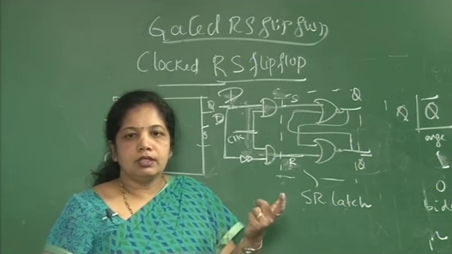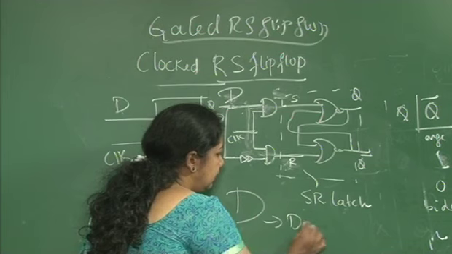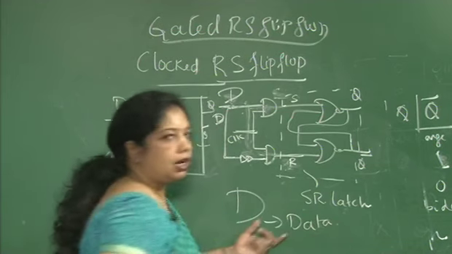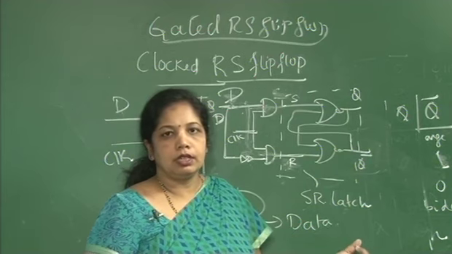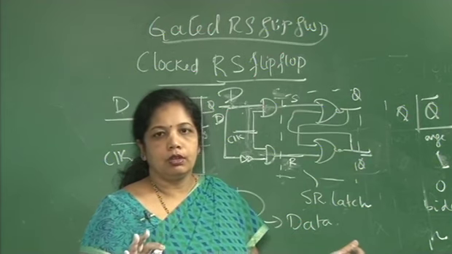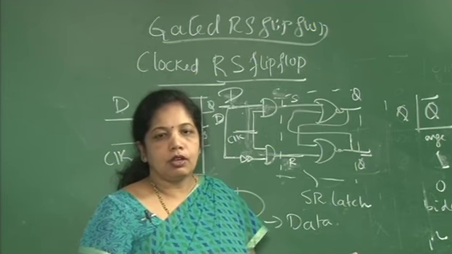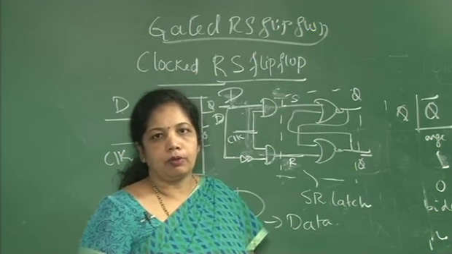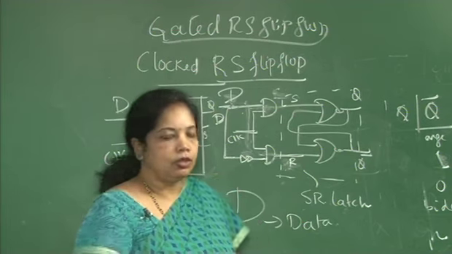So what is this D? Why the name D? D is nothing but data transfer flip flop. It just transfers the data from input to the output, but with a minimum delay. So we also call this delayed flip flop. D represents delayed data transfer flip flop.